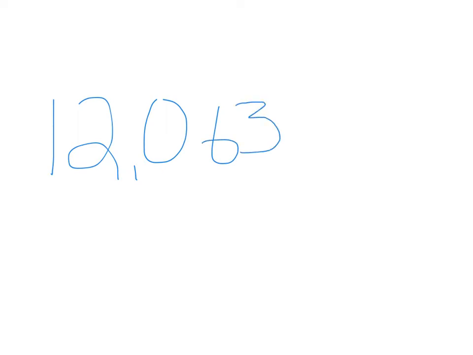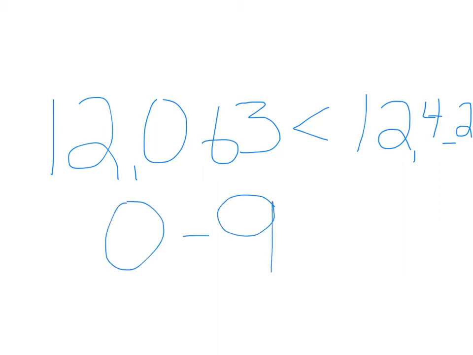Now I want you to try it with this problem. 12,063 is less than 12,400 blank and 2 in the ones place. Pause the video and come up with all the possible digits you could put in the blank from 0 to 9. Push play when you're ready.